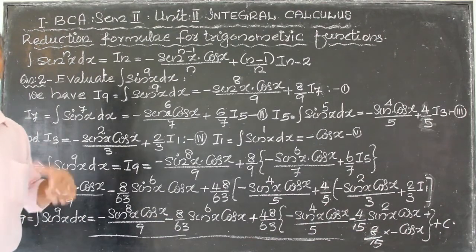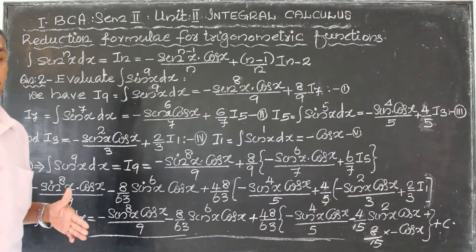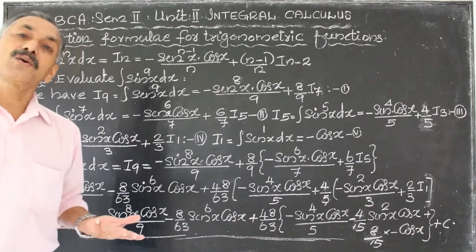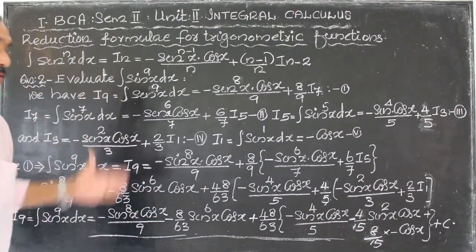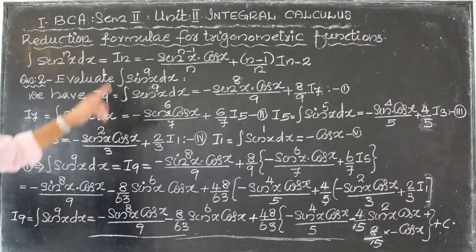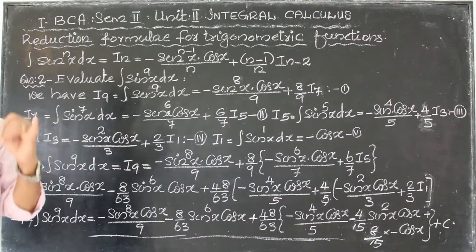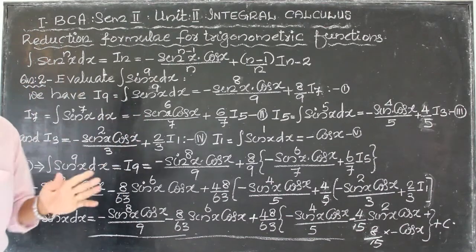Okay? Another case is n an even number, and n an odd number. Similarly, we find integral cos raised to nx dx, n even or odd number. Now, this is the same thing. Now, this is I3, I5, I7, I9 and I1.